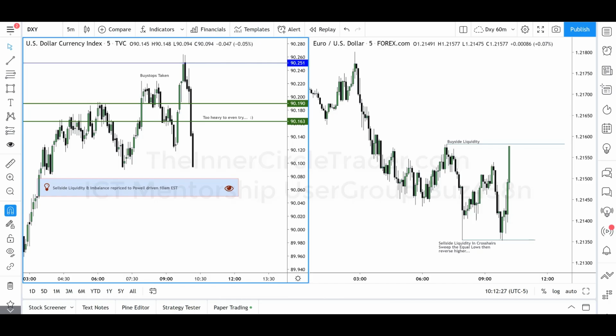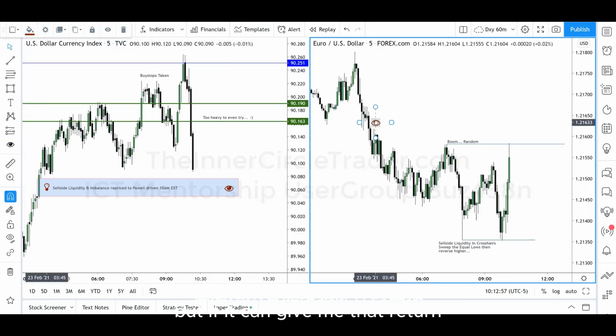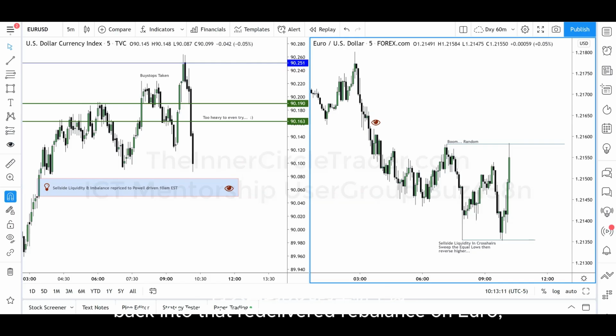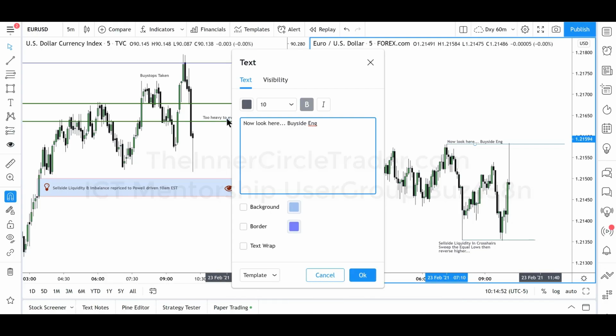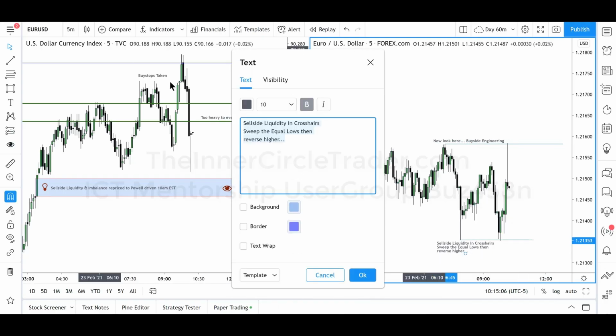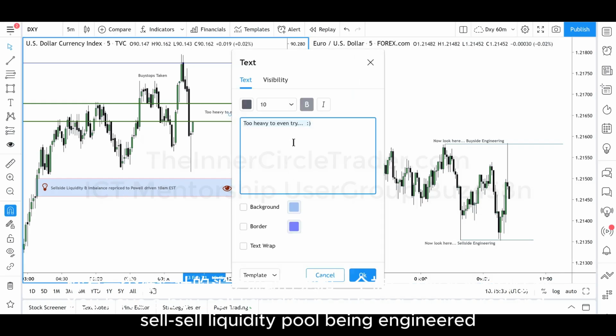Euro dollar's going up. At this point, I'm thinking I may have missed the move. But if it can give me that return back into that redelivered rebalance on euro, I will go long there. That's what I'm thinking. So at this point, I'm probably showing enough that you can see there was some prognostication where the fair value gap was a draw on liquidity for dollar. But now look over here. You have a buy side liquidity pool being engineered and sell side liquidity pool being engineered with relative equal highs and relative equal lows.